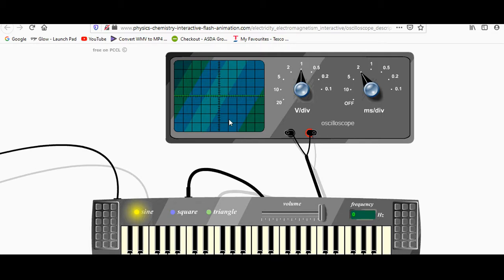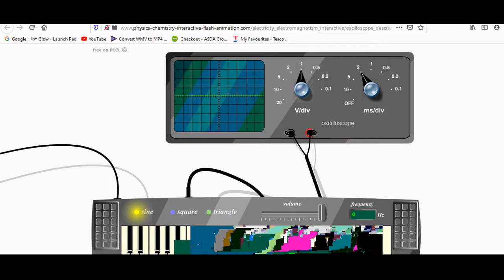So watch what happens here if I had a real keyboard and I plugged it into this thing called an oscilloscope. You might have seen them in science. And if I play the notes, the sine wave's getting generated up here. Now you might notice the higher notes have got higher frequencies, which means there's more waves. Lower notes, lower frequencies, less waves.